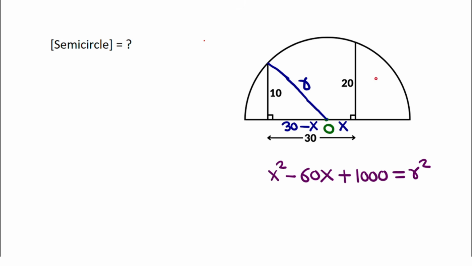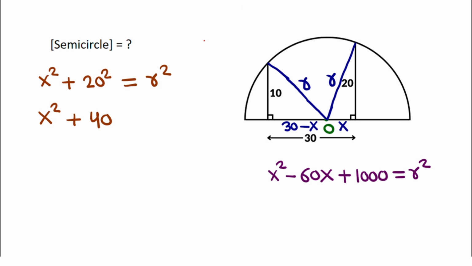Now do the same on the right side. Draw a line from O to the top of the right vertical. Again, that's a radius, R. Now we get another triangle. Base is X, height is 20. So, X squared plus 20 squared equals R squared. That gives X squared plus 400 equals R squared.